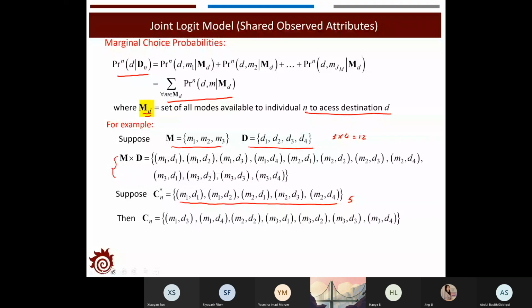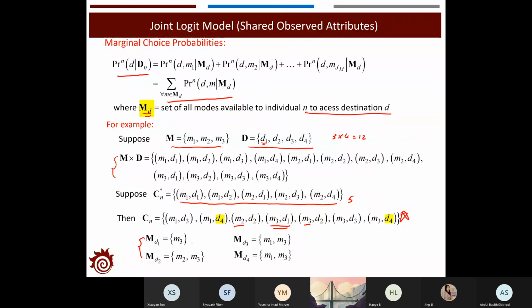So for MD, MD1 would be the mode available for the destination D. If we go to check the decision choice set, you can see that only mode 3 will be able to send you to the destination D. And similarly for destination 2, you can find out that mode 2 and mode 3 are available. Mode 1 is not available. And similarly for destination 3, that will be mode 1 and mode 3. And destination 4, that will be mode 1 and mode 3.